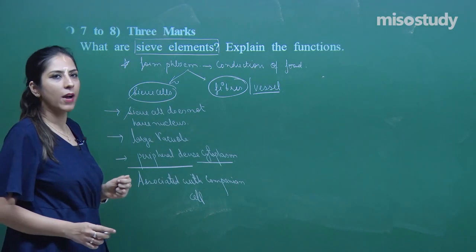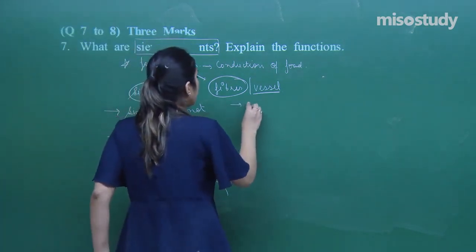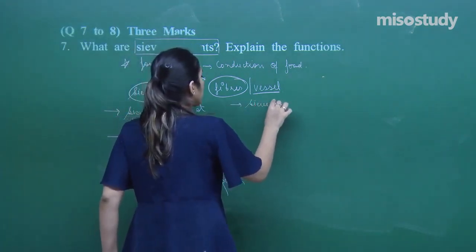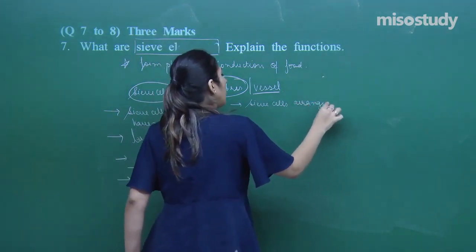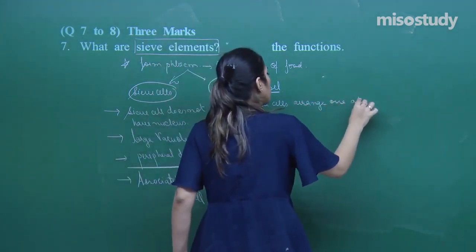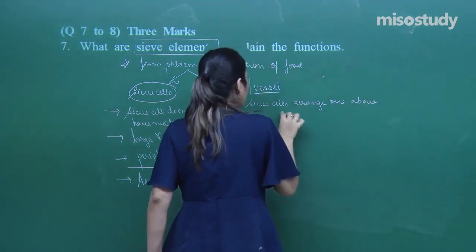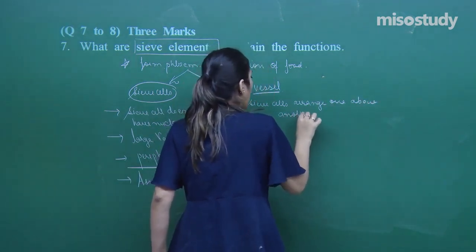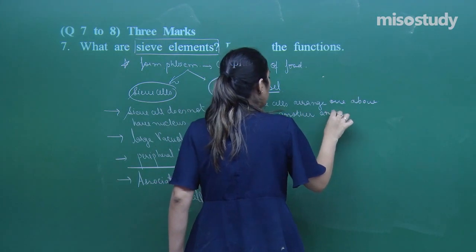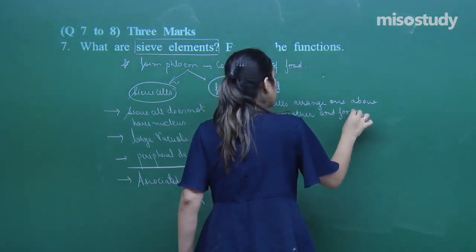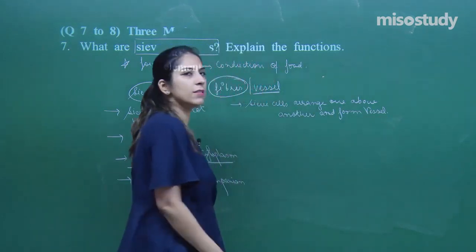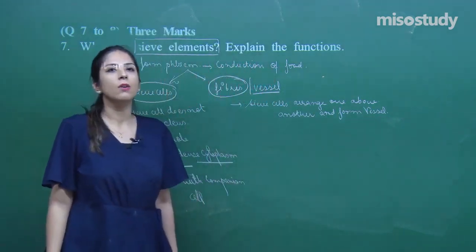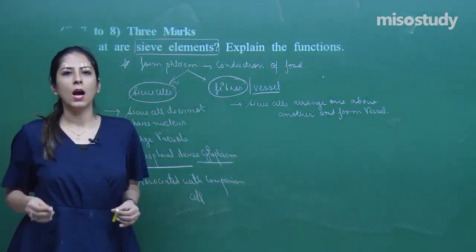Whereas to talk about the fibers and the vessels, sieve cells arrange one above another and form vessel. What is the function of vessel? That is a conduction of the food from one place to another.